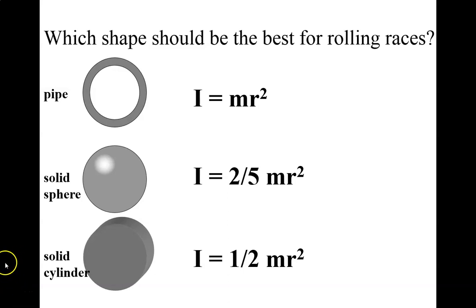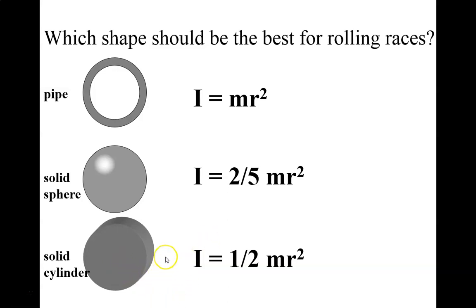Okay, I wanted to review a little bit about rotational inertia, and then we'll move on to rotational momentum. If I were to roll these different shapes, this is a hollow pipe, like a piece of pipe. This is a solid sphere, like a golf ball, and this is a solid cylinder, like a C battery or a D battery or something along those lines. Which is going to win?